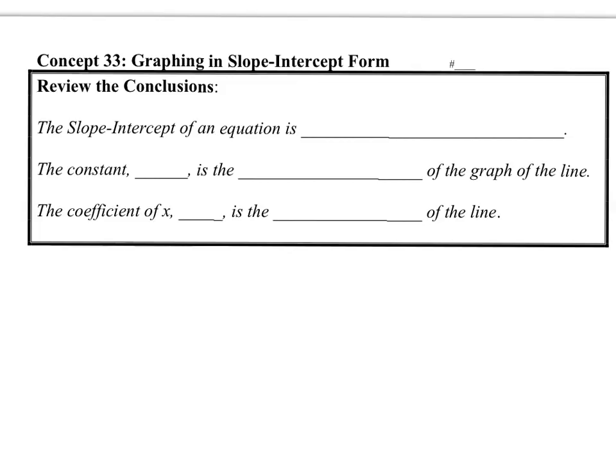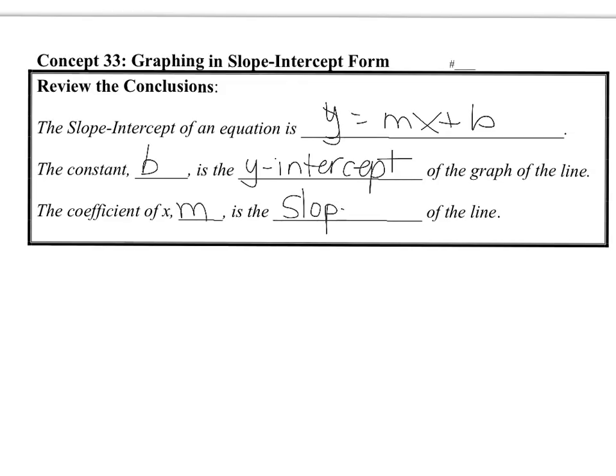Slope-intercept form of an equation is y equals mx plus b, where the constant b is the y-intercept. That is the place where the line will hit the y-axis of the graph of the line, and the coefficient of x, m, is the slope of the line. So now we're going to talk about how to use that information to graph lines.